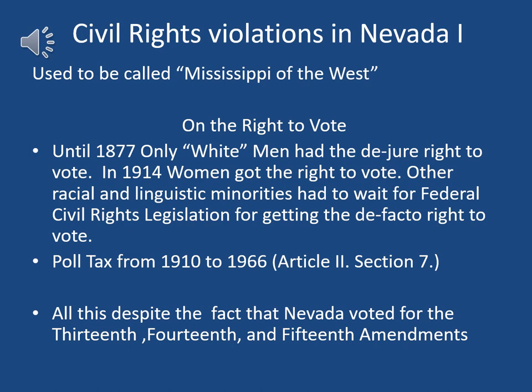It was that bad. On the right to vote, until 1877, only white, in quotation marks, men, had the de jure right to vote. In 1914, women got the right to vote. Other racial and linguistic minorities had to wait for federal civil rights legislation for getting the de facto right to vote. Indeed, Nevada had a poll tax from 1910 to 1966, Article 2, Section 7 of the Nevada Constitution. And all this despite the fact that Nevada voted for the 13th, 14th, and 15th Amendments, whose goals were to abolish a lot of racial discrimination and guarantee the right to vote to everybody.